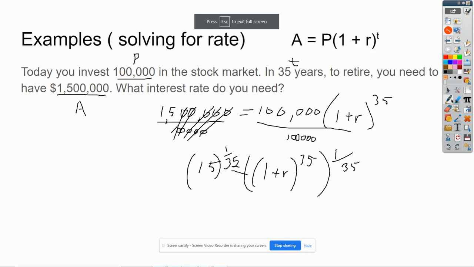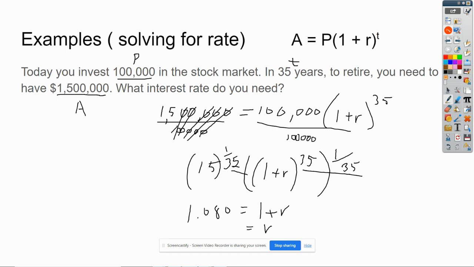All right, so 1.080 is equal to 1 plus r. Again, these powers up here, they canceled each other out. They made 1, essentially. Then subtract your 1. And so when you subtract 1, you'll get 0.08, which is 8%. All right, 8% is not too hard to get.